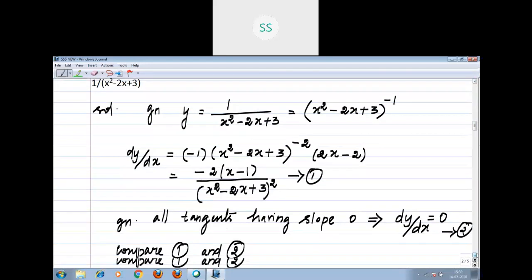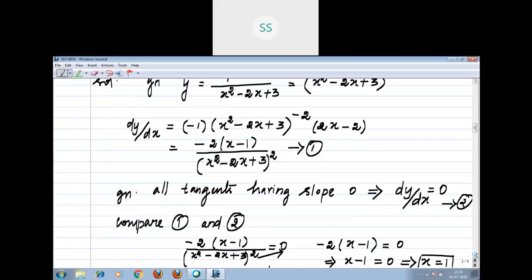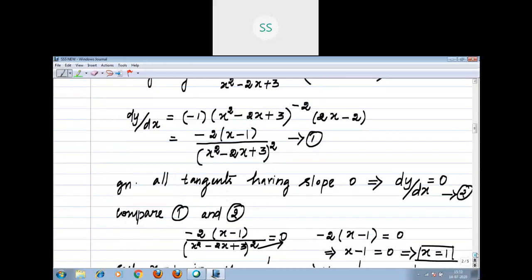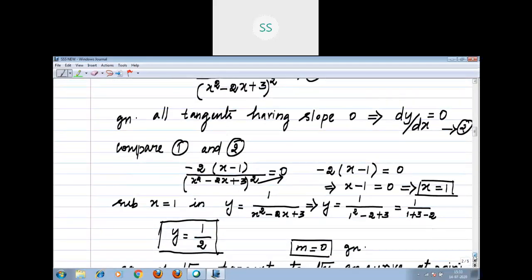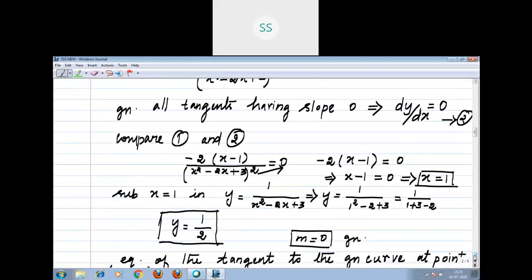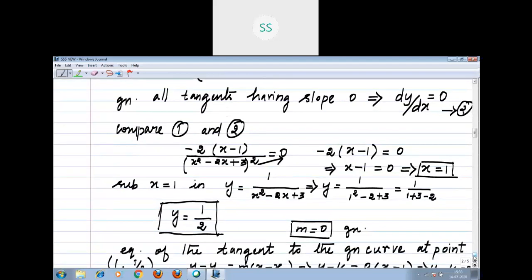Now, given all the tangents having slope 0, that means dy by dx equal to 0. Now you are comparing equation 1 and 2. You arrived x is equal to 1. That you substitute in the curve equation. You arrived y is equal to 1 by 2. Using these, you are going to find the equation of the tangent to the curve at point 1 comma 1 by 2.